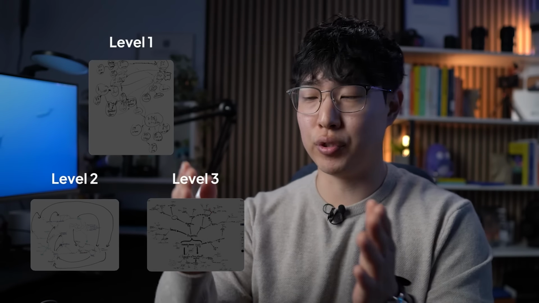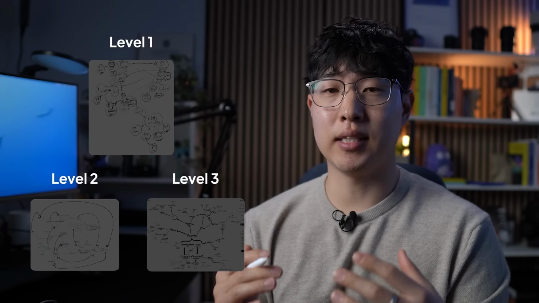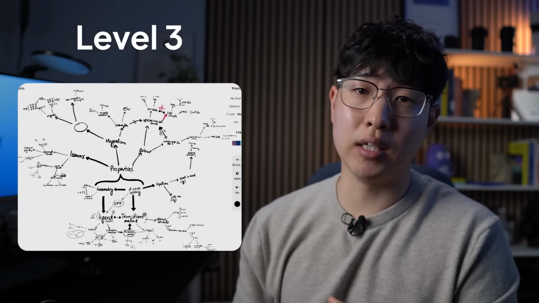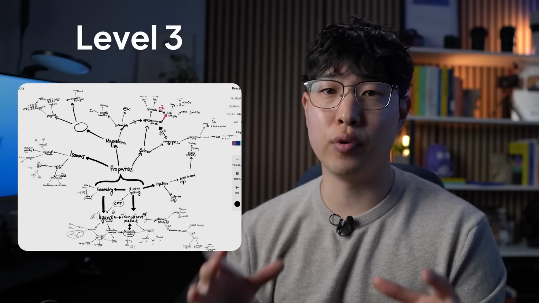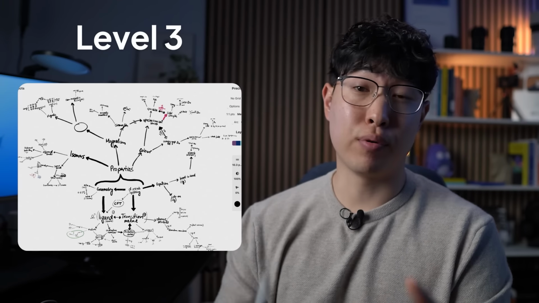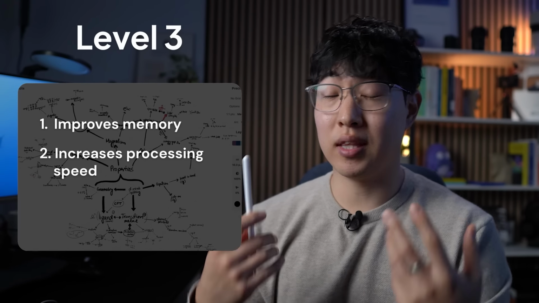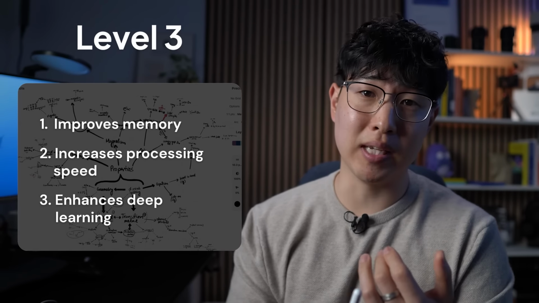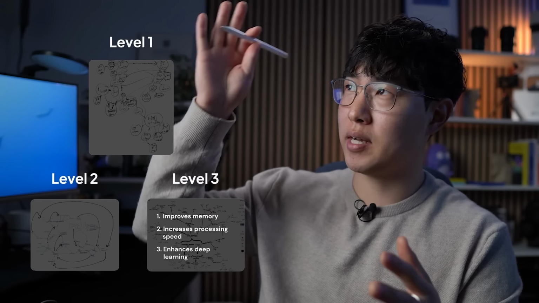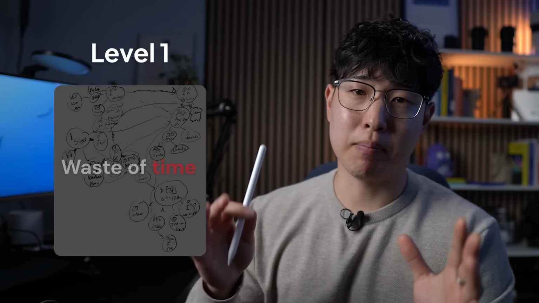Mind mapping can be broken down into 3 different levels of skill. When mind mapping is done at a skill level of level 3, it's legitimately one of the most powerful learning techniques that you can master. It improves your memory, it increases your processing speed, it makes it easier to think about more content more deeply. But when mind mapping is done at level 1, it can be a complete waste of time.